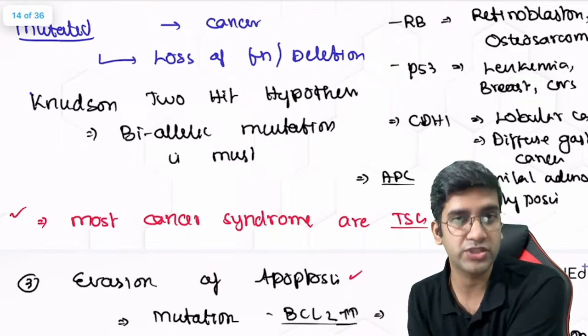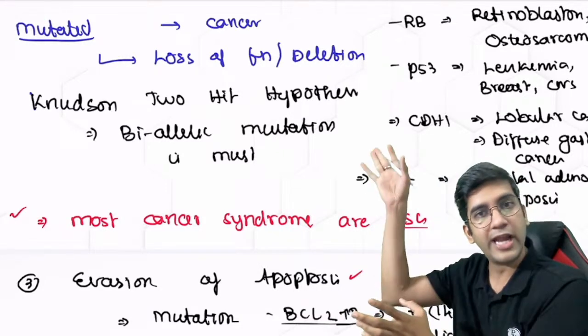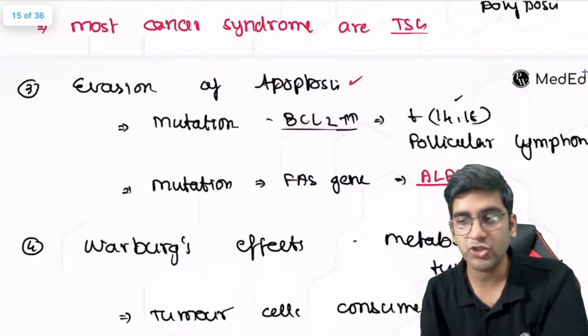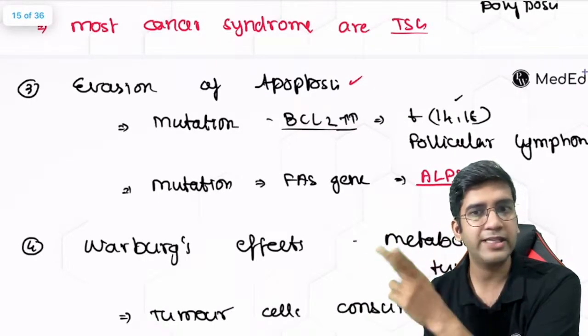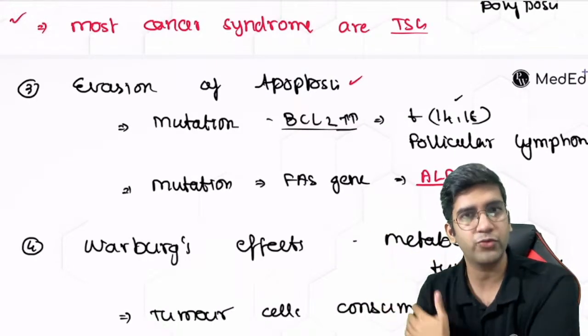Most cancer syndromes are caused by tumor suppressor genes. If you write that, you can add on more examples to this, right? Evasion of apoptosis, just two examples. Need not define because that's taken care of. You already know it, right?